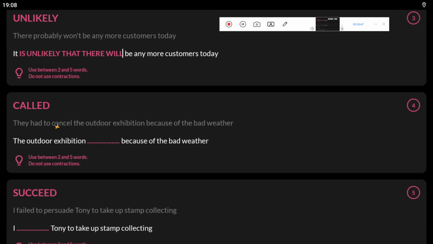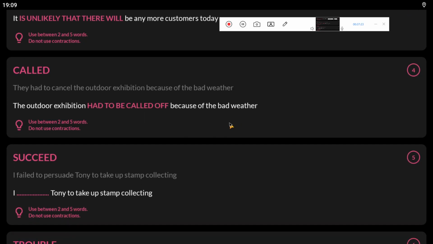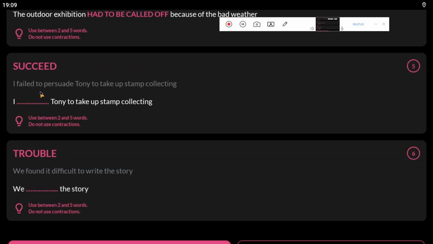Okay, this one automatically I see here cancel and it says called. I know that this is a phrasal verb that means cancel. So they had to cancel the outdoor exhibition because of the bad weather. So the outdoor exhibition was what? Because of the bad weather. Called off, perfect. Yes. So the outdoor exhibition had to be "tuvo que ser cancelada." Had to be called off because of the bad weather. Called off. Thank you so much, Vanessa.